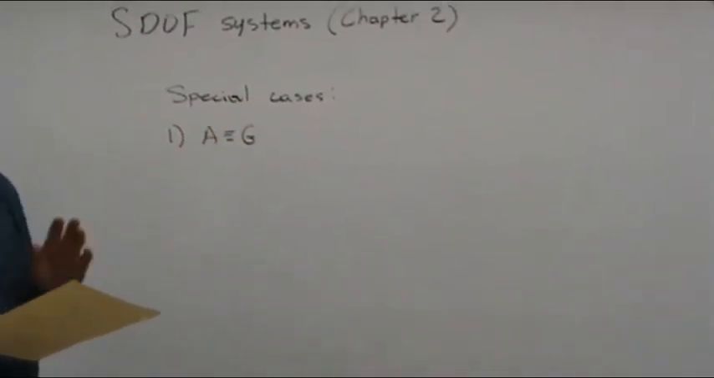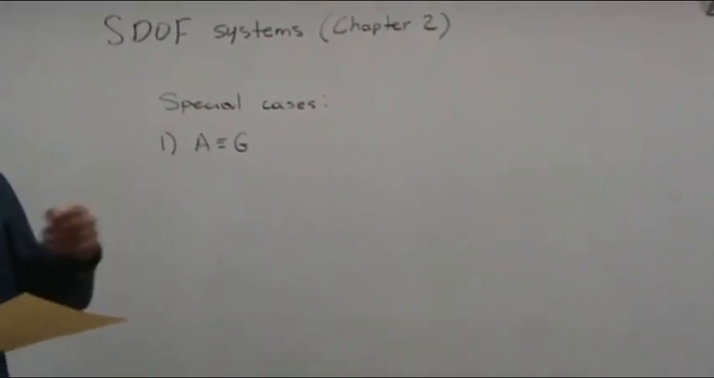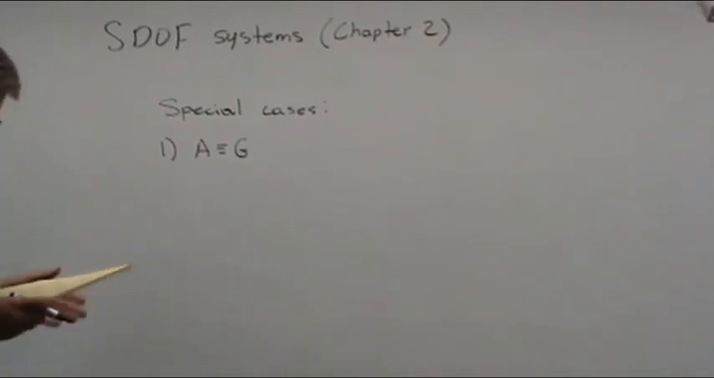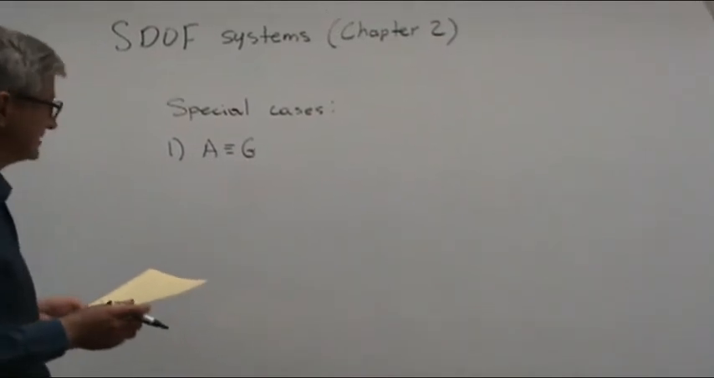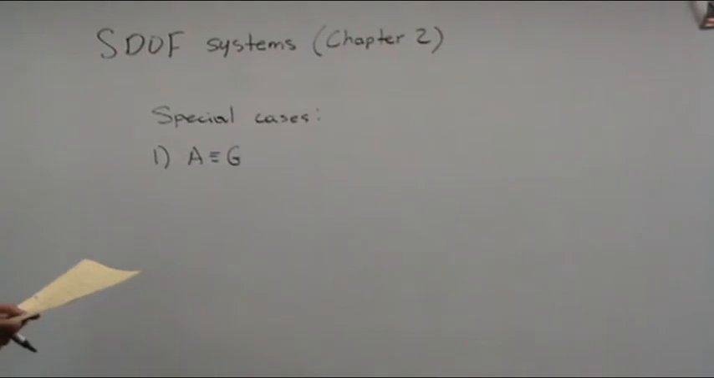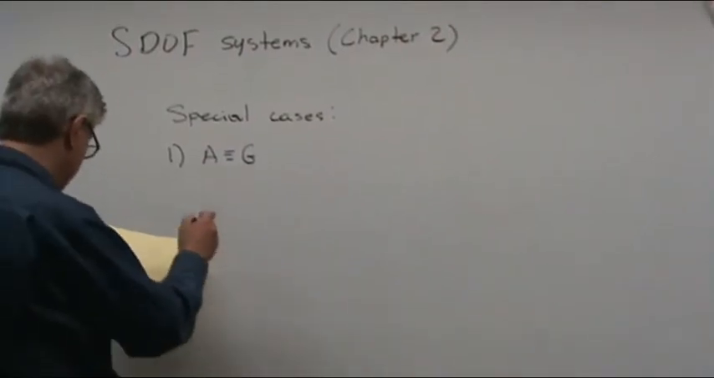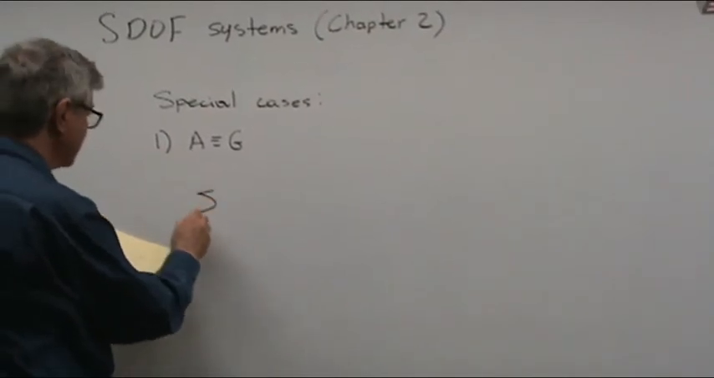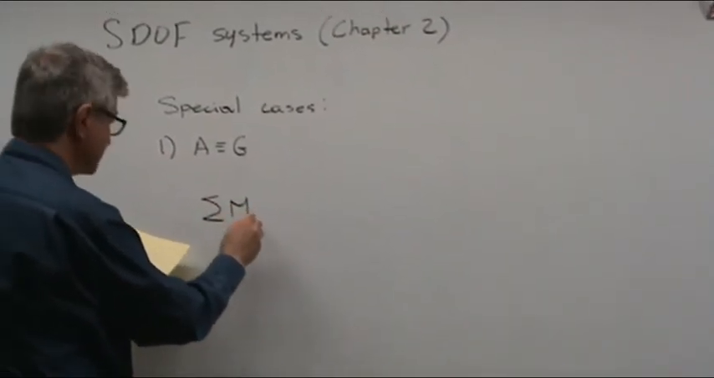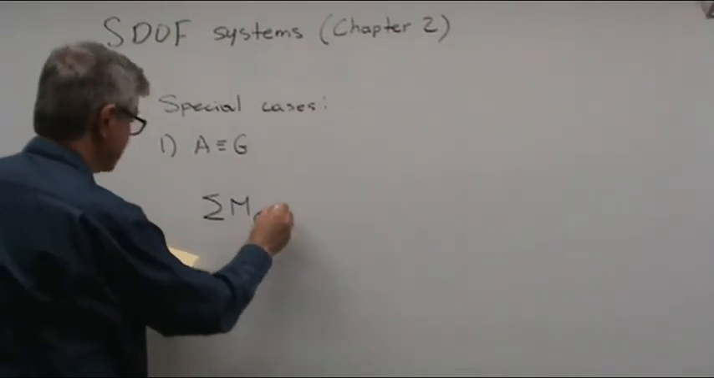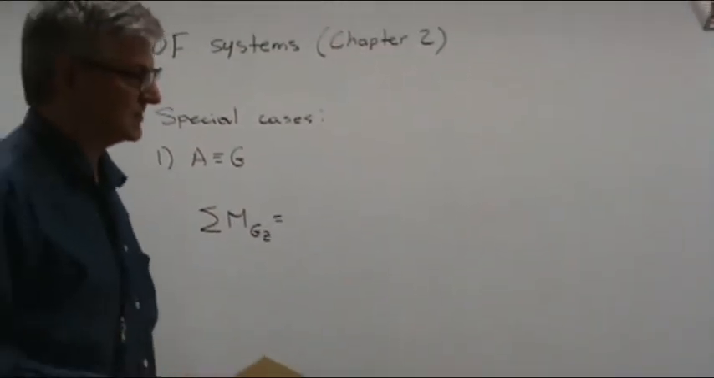Newton's law for translation doesn't change. The summation of all the forces is equal to the mass times the acceleration of the center of gravity. That doesn't change. What changes, and it becomes simpler, is the law for the moments. So for rotation, what happens to the equation?